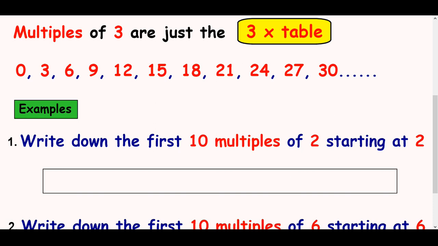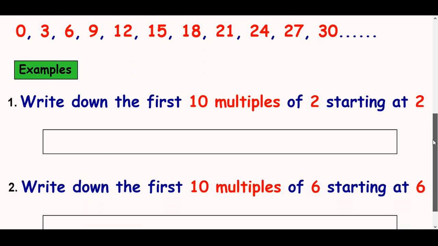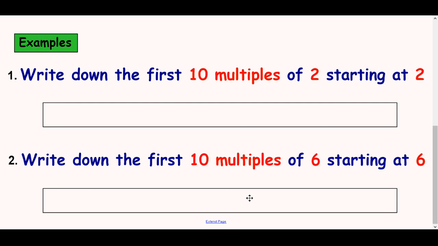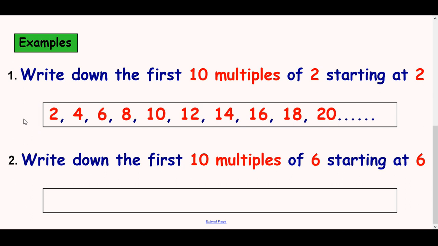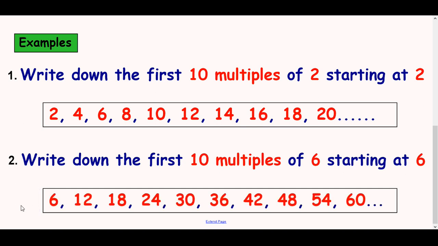Now, when you're asked to write down the multiples of a number, we tend not to start with 0. So if we look at these examples here, to write down the first 10 multiples of 2, it says to start at 2 here. So that would be like going up in 2s, the 2 times table. So 2 times 1, 2 times 2, 2 times 3, 2 times 4, all the way up to 2 times 10, which is 20. And if you're asked for the first 10 multiples of 6, that's 6 times 1, 6 times 2, 6 times 3, and so on, all the way up to 60.